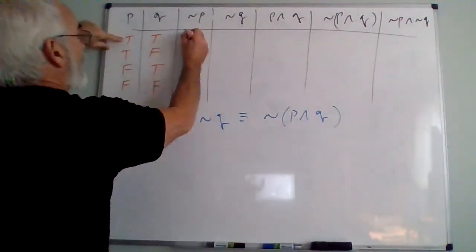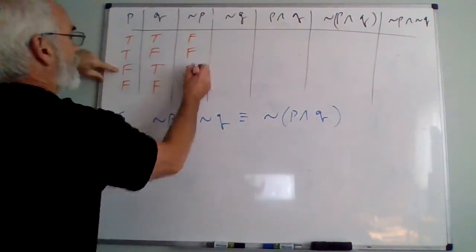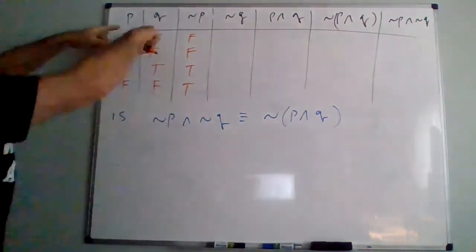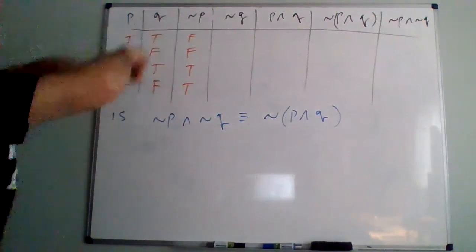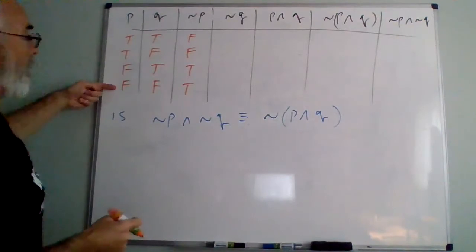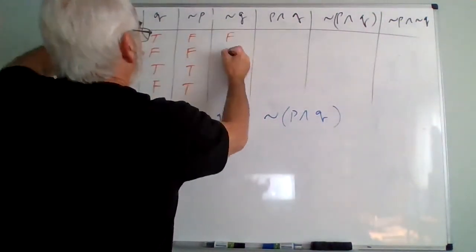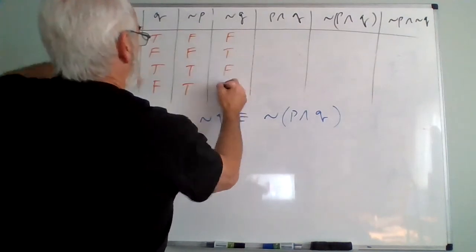Now, look at this column, not P. So if P is true, then not P is false. If P is false, then not P is true. Now, the order you did these can be random. You just have to make sure you have all 4 of these. Now, not Q, that'd be false, true, false, true.